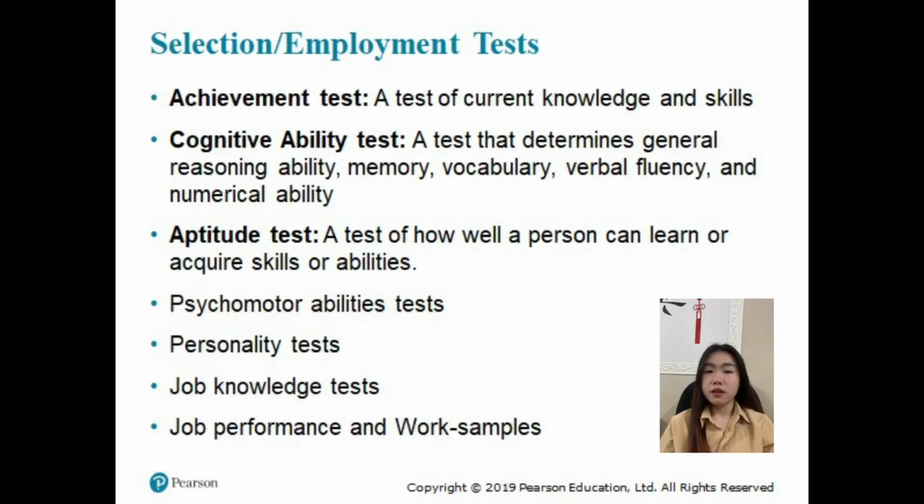Achievement tests assess a person's current knowledge and skill. A cognitive ability test determines general reasoning ability, memory, vocabulary, verbal fluency, and numerical ability. Aptitude tests measure how well a person can learn a certain skill or ability. These differences are measurements related to cognitive ability, psychomotor ability, job knowledge, work samples, and personality.